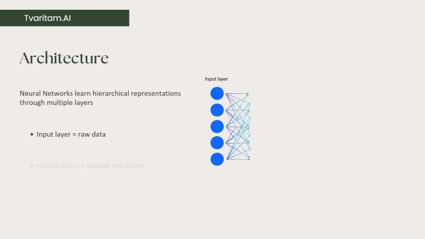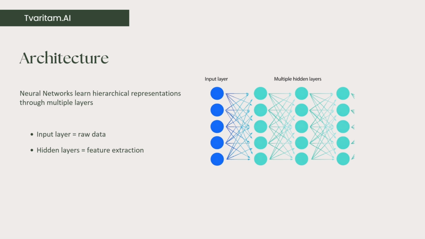Second is the hidden layers. These are the core of the neural network, and all the learning and transformation happens here. Third and last is the output layer that produces the final prediction, whether it's a number in case of regression or a class label in case of classification.